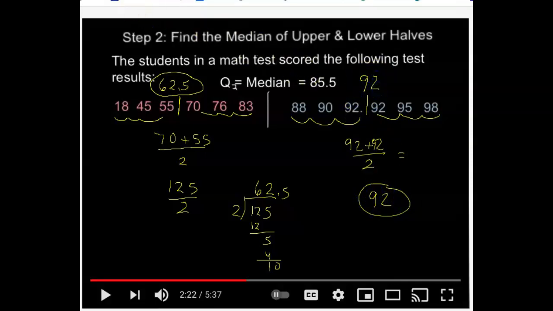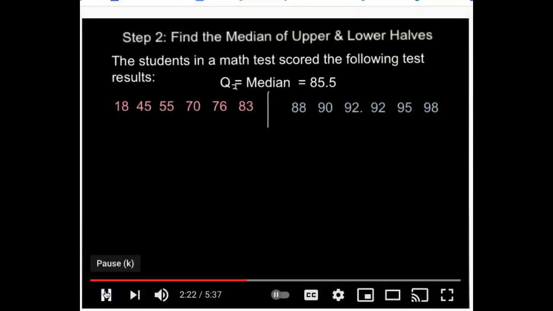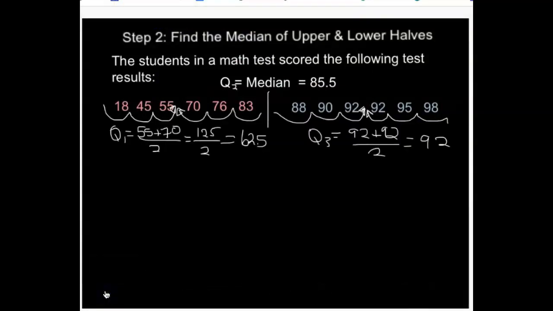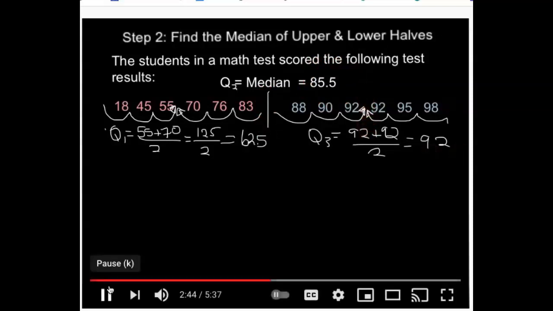Let's go ahead and continue with her lesson. So now we know our Q1, or first quartile, is 62.5, right in between the 55 and the 70. Our Q2, which is the same as our median, between the 83 and the 88 is 85.5. And our Q3 here between the 92 and the 92 is 92.